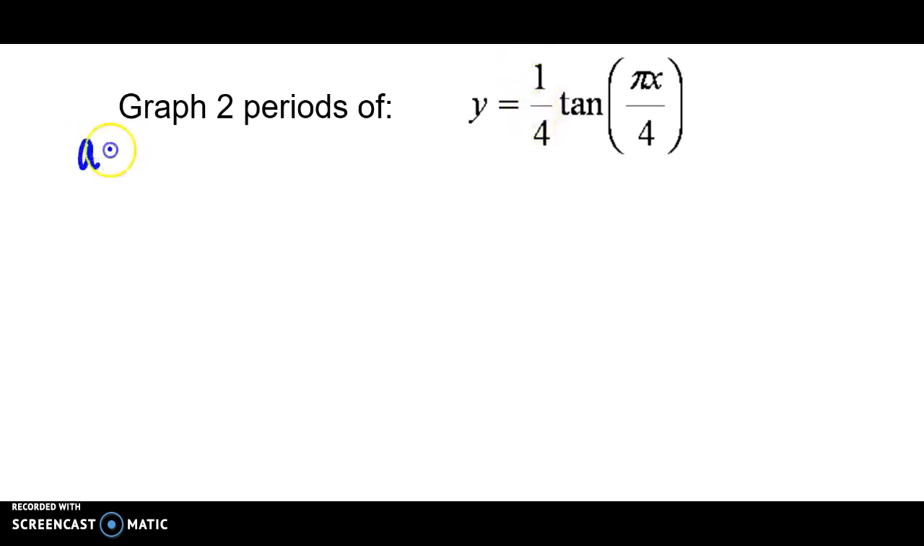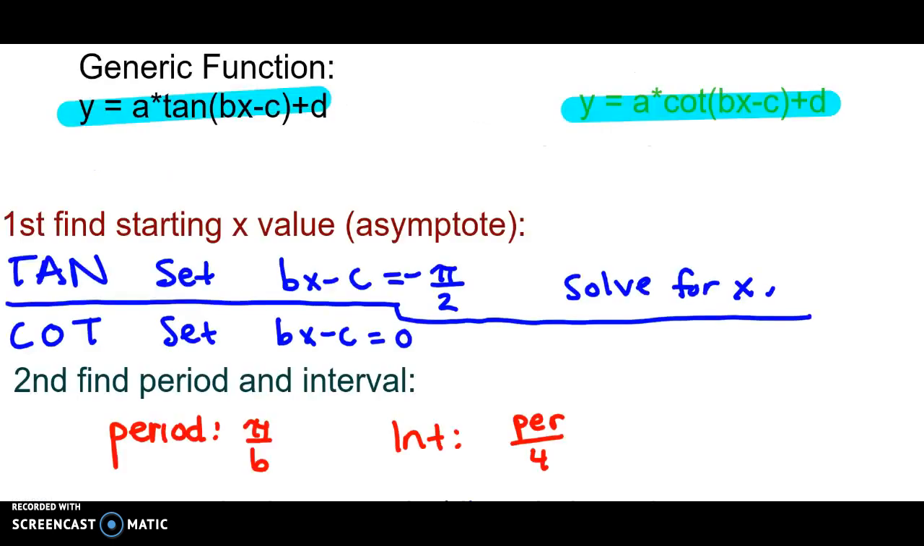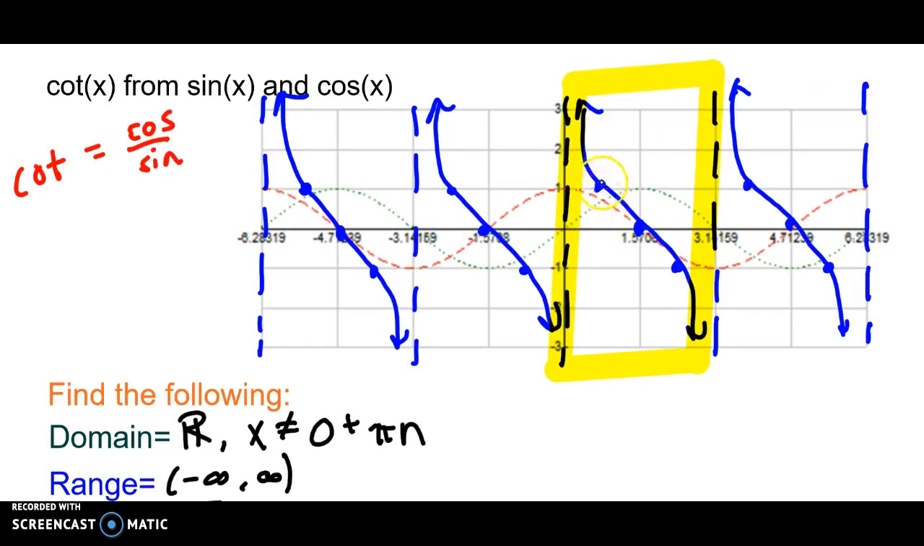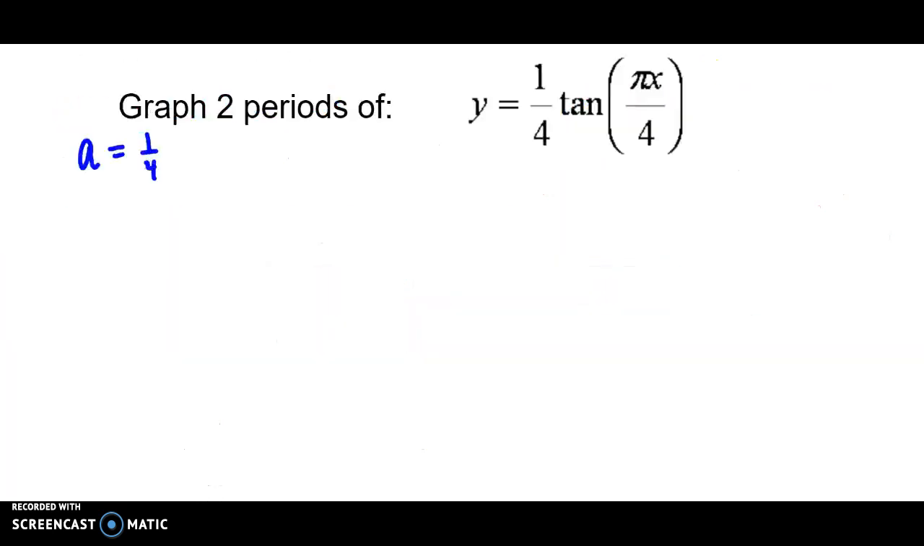Like we know that A is equal to 1/4. And just to remind you guys, what's that A value going to do to our graph? Well, that's going to affect these 2 points here, other than the one that's in the middle. Okay. The next part we can do is figure out what our starting x value is. And for tangent graphs, we said that we're going to set that equal to not 0 this time, but negative pi over 2.